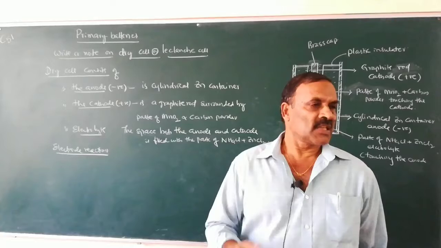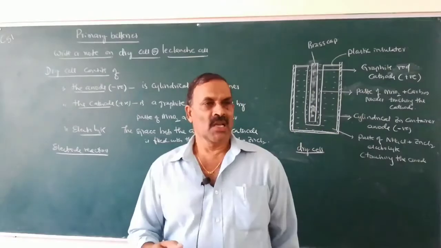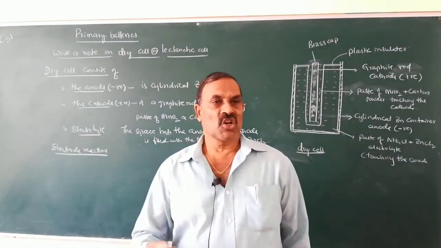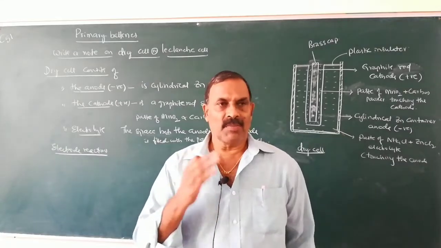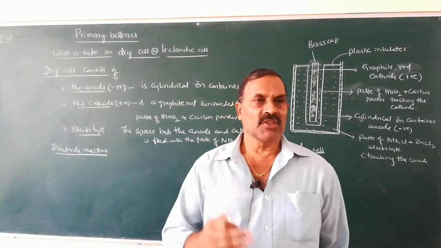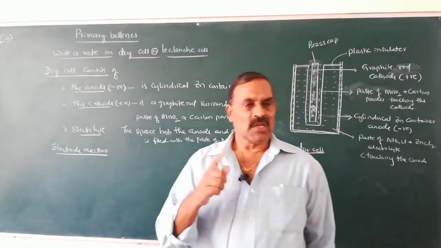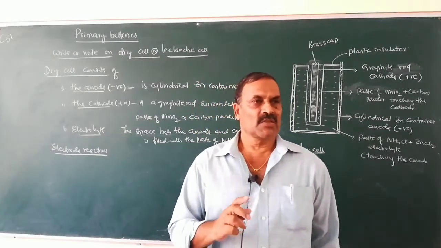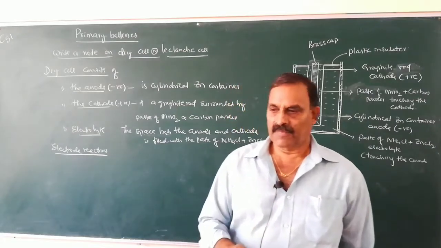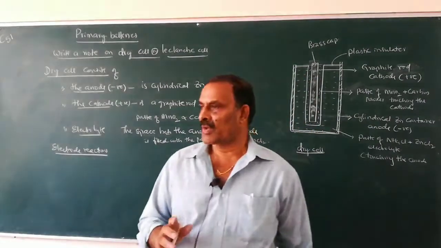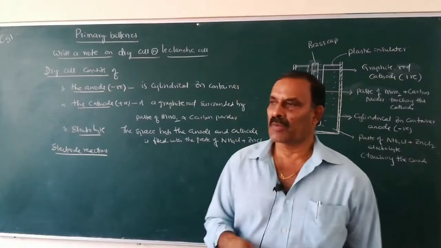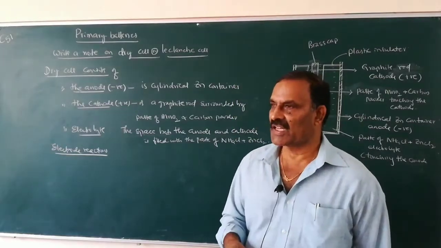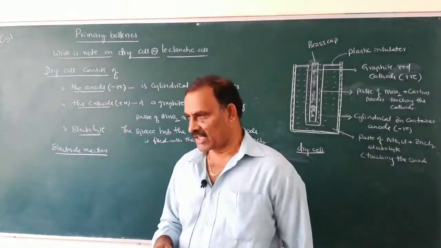Primary batteries are the batteries which cannot be recharged. They will become dead after some time. Here the cell reaction takes place only once. So such batteries are called primary batteries. Example for primary batteries: dry cell, mercury cell, etc.